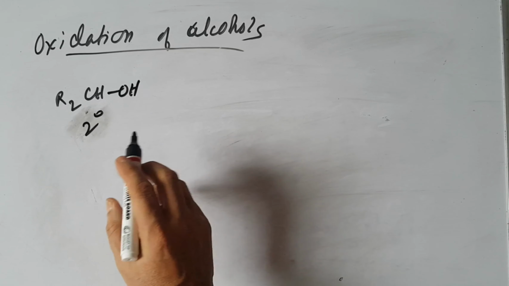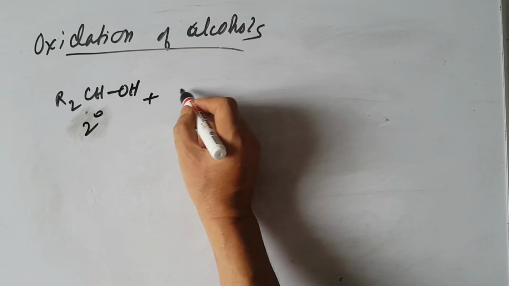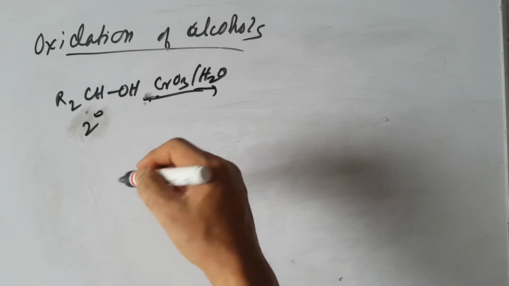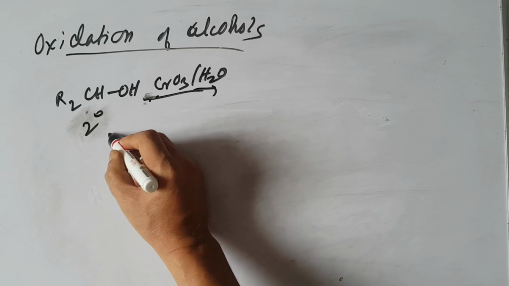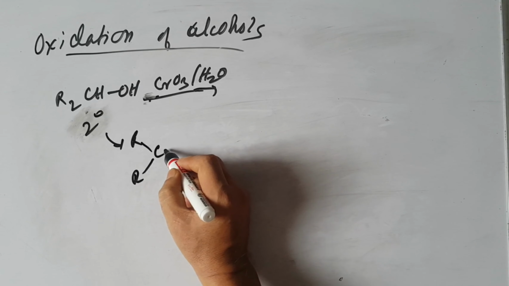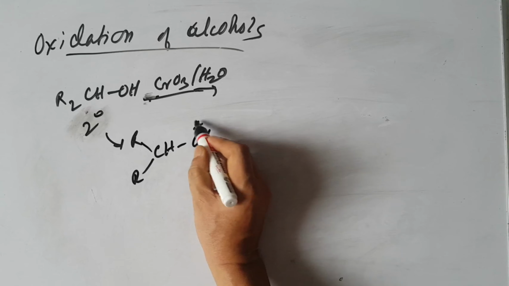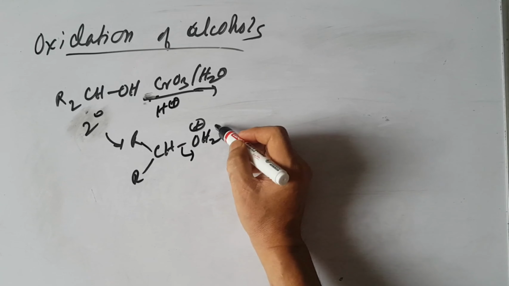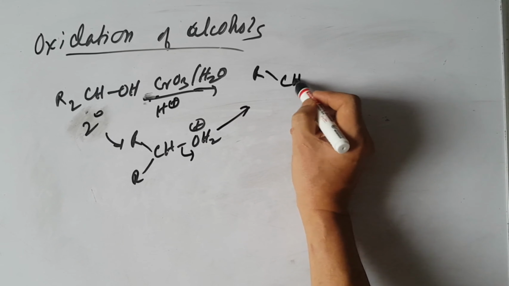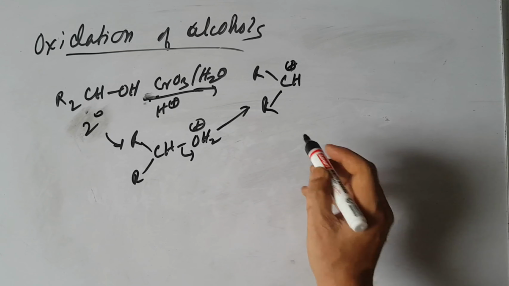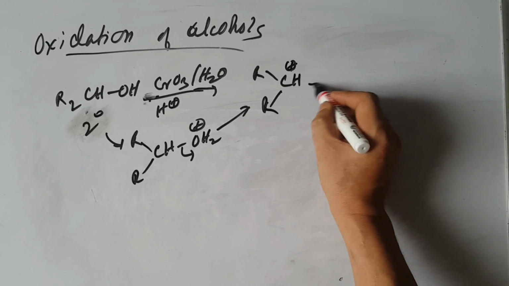When you react it with chromic acid, CrO3 in water, protonation takes place and it undergoes reaction. So I'm writing the path. In the presence of acid, protonation takes place on the R2CH-OH. Then water is lost, so we get R2CH with a positive charge. This is taken up by chromic acid, H2CrO4.